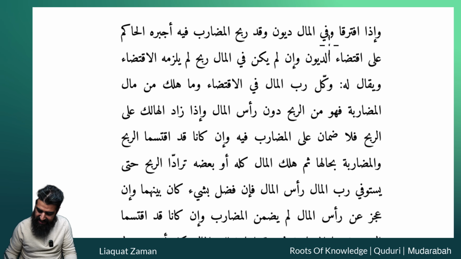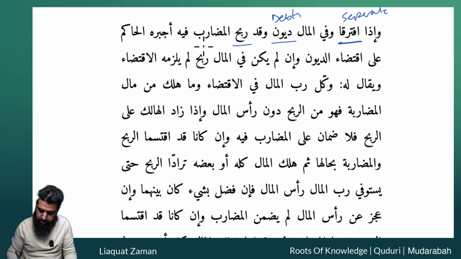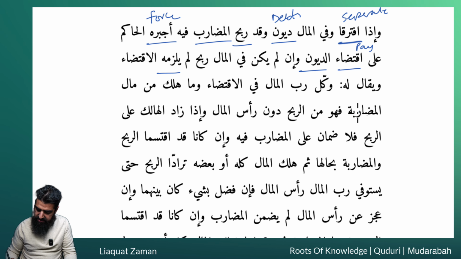All right, so let's explain the words then. So, iftaraqa, it means to separate. And then duyun, debts. A lot of these words again, you guys know them. Rabiha, to profit. Mudarib, entrepreneur. Ajbarahu is to coerce, to force. Iqtida is to pay. And duyun, debts. Lam yalzam, not necessary.